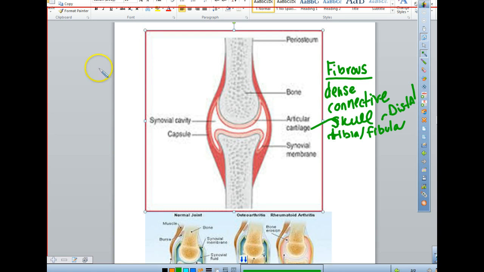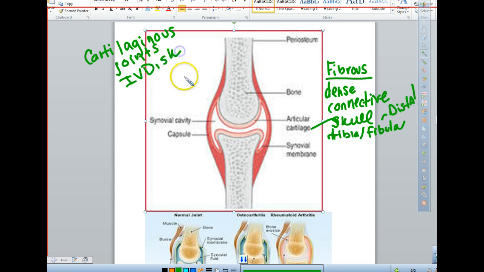Another type of joint, a little bit more flexible, is cartilaginous. Cartilaginous joints are a little bit more flexible because of the cartilage going on there. This would be the intervertebral disc. I'm going to call it an IVD, an intervertebral disc. Between each of those vertebrae, it's a shock absorber. This would also be the pubic symphysis.